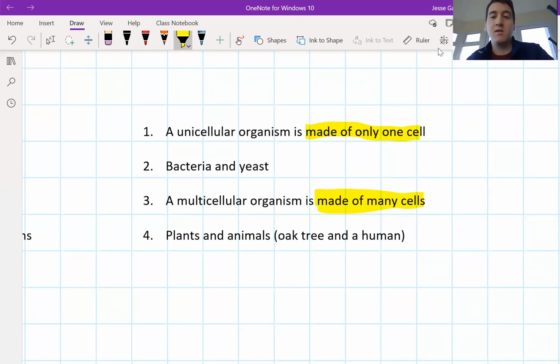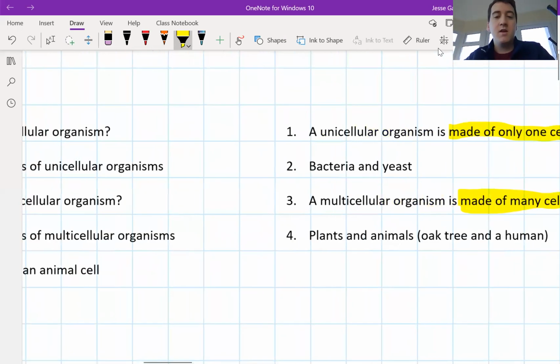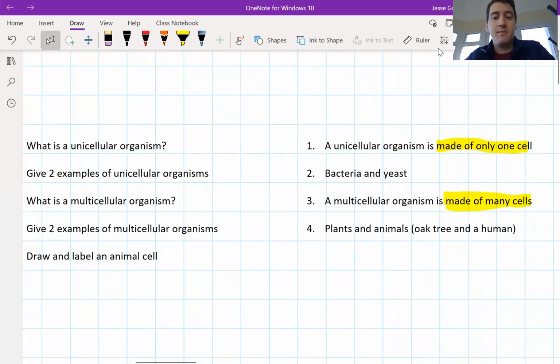And then animals, human, you could have had dog, cat, sheep, goat, cow, whatever you want, just an example of an animal. So it's better to give an actual example than to just say a big group of things like plants and animals, even though it is technically correct.